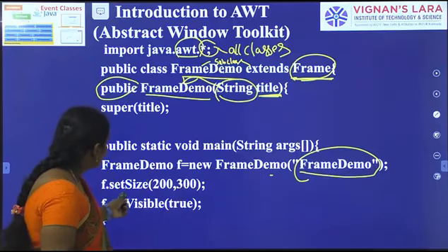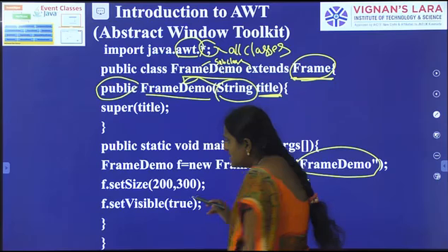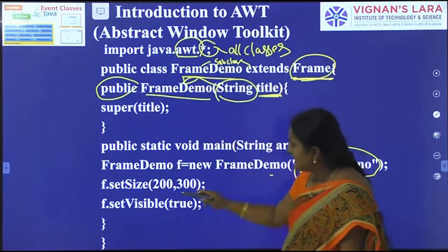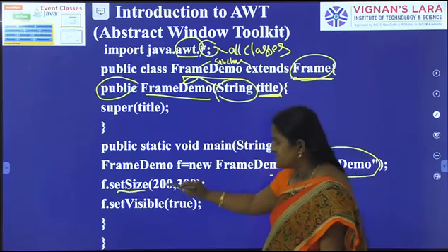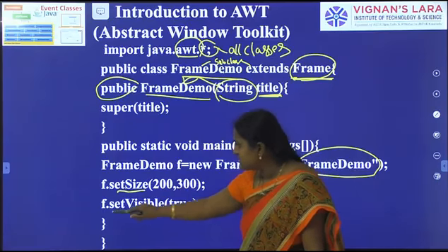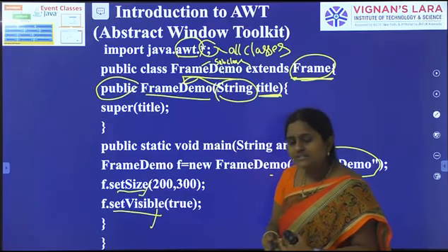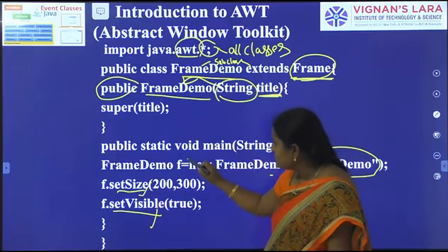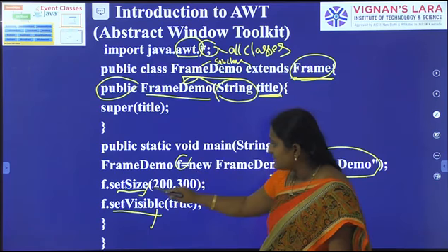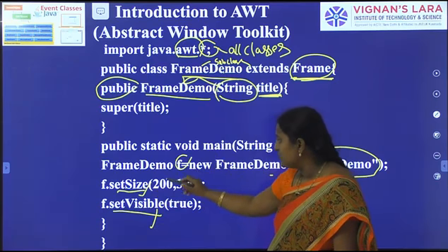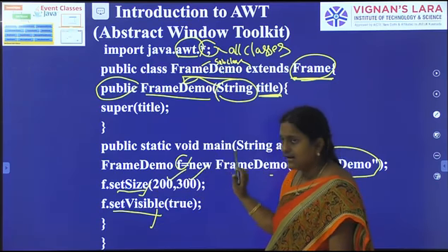Next, here I am setting the size. How to set the size of the window? f.setSize, then setVisible. These two are methods. These two methods are present in which class? Frame class. So by using the object reference, we can call the setSize method and the setVisible method. Here I am setting the size of the window, height and width, 200, 300.